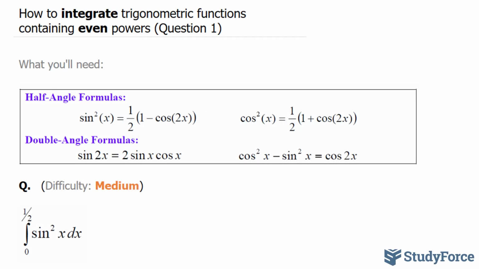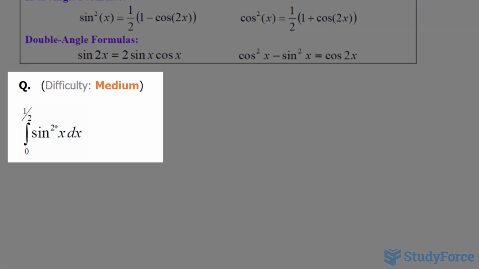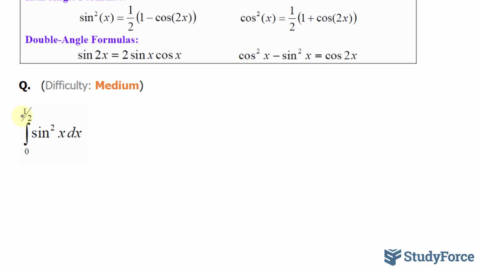In this lesson, I'll show you how to integrate trigonometric functions containing even powers. This is question number 1. The function they want us to integrate is sine squared x between 0 and a half. To integrate this function, we need to use an identity of sine squared x, which is shown right here.